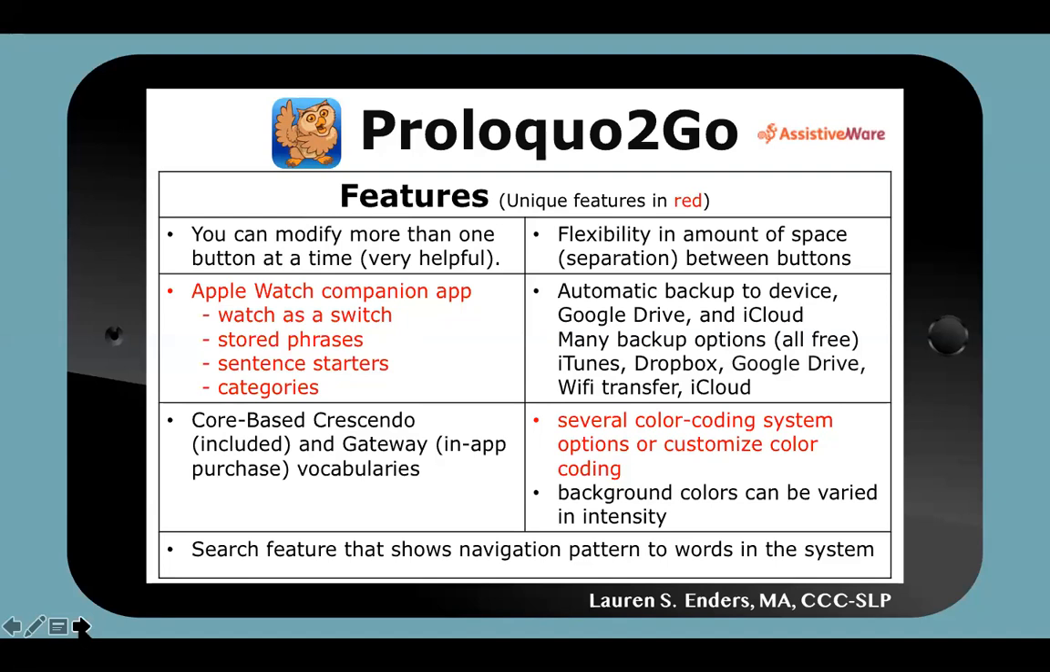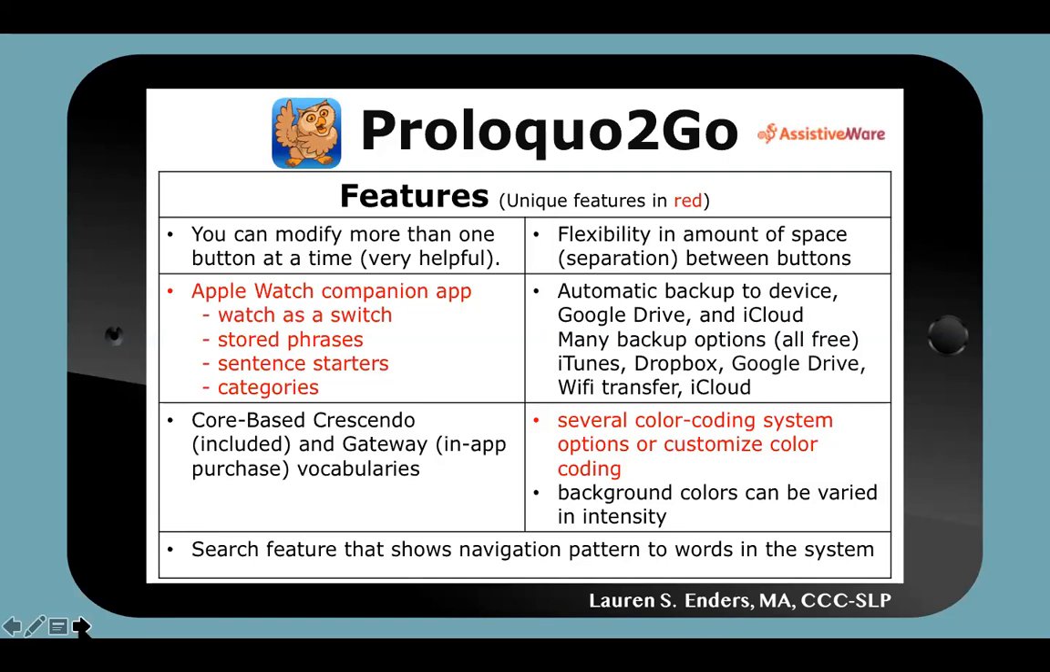You have lots of flexibility, not just in adding space and separation between buttons, but in all kinds of things about the physical aspect of the way things look in ProLoquo to Go. It has automatic backups to the device itself, or Google Drive or iCloud, and you have lots of other backup options like backing up to iTunes or Dropbox or Google Drive or a Wi-Fi transfer or iCloud, and even AirDrop. I don't think I have AirDrop on there.